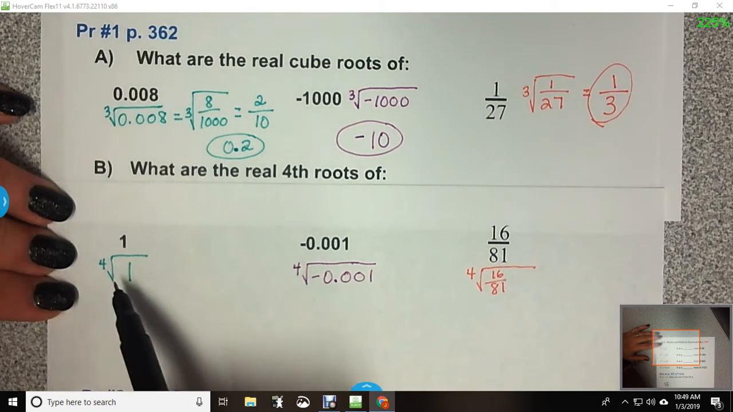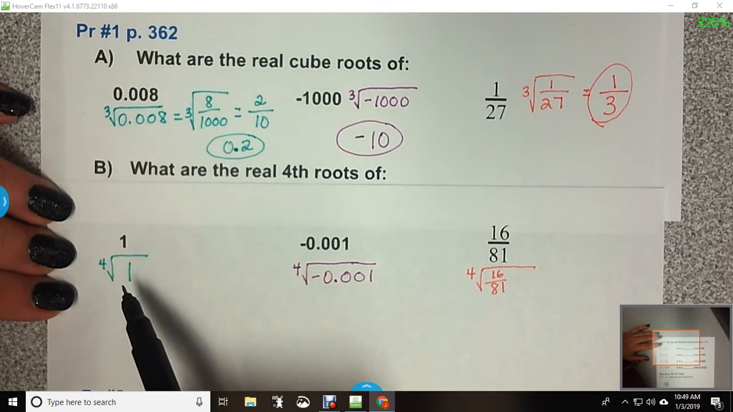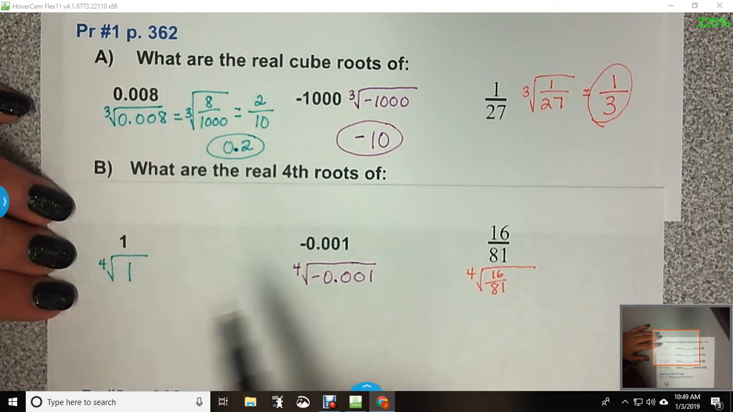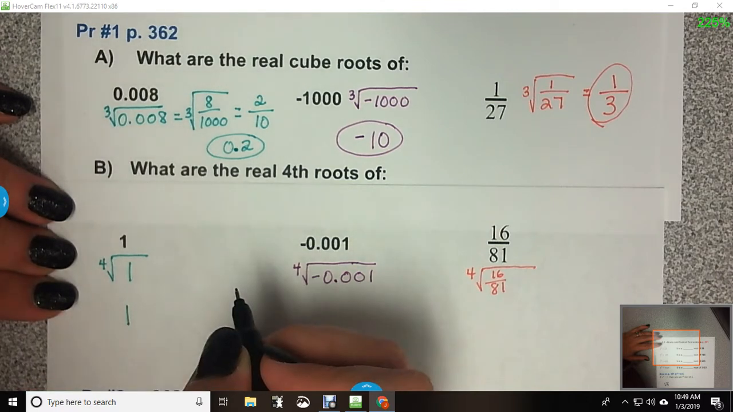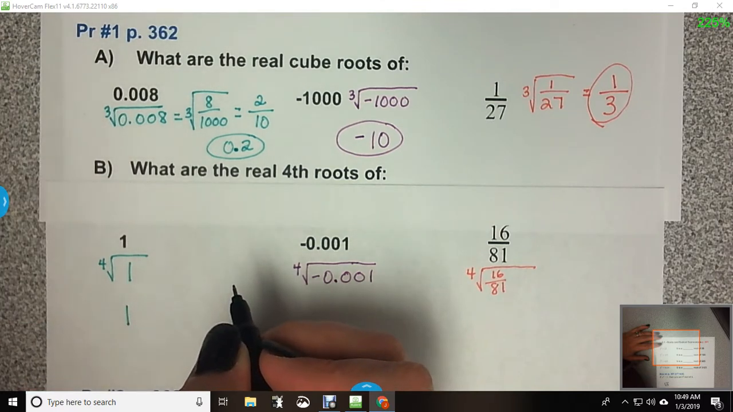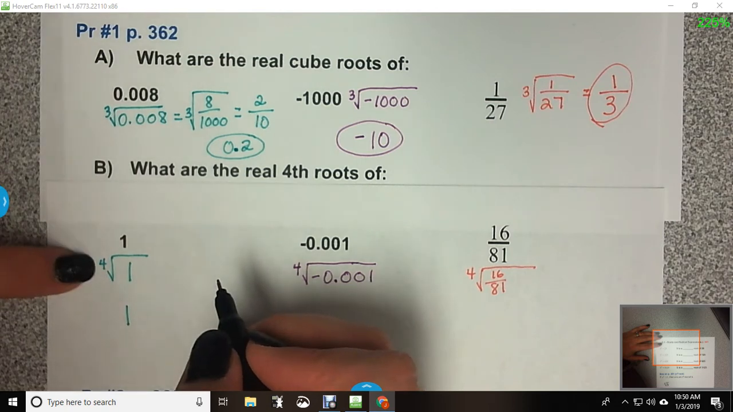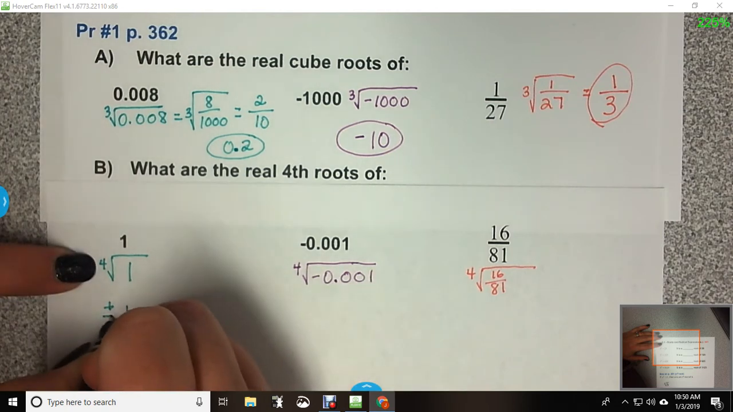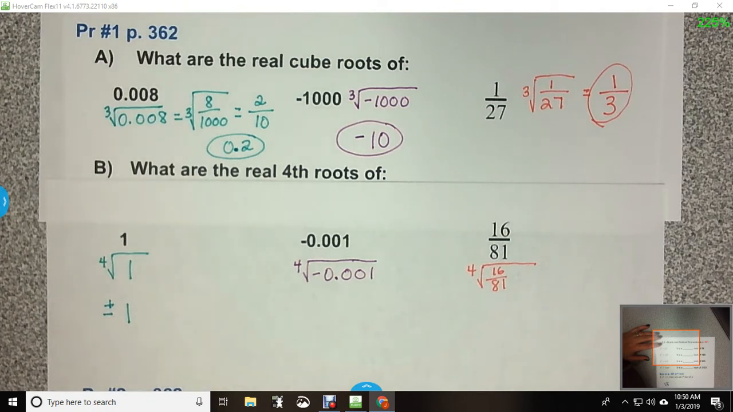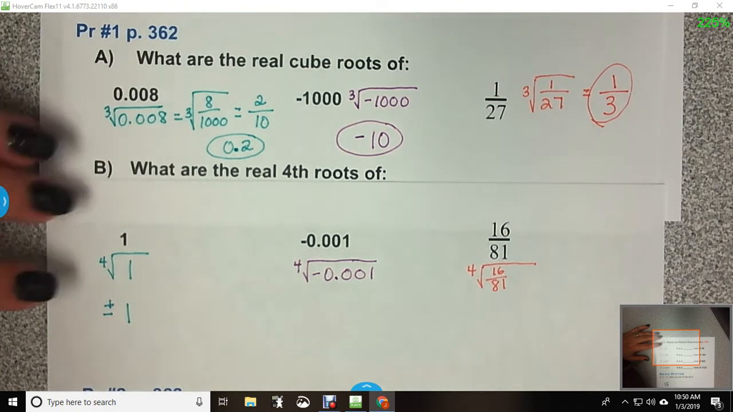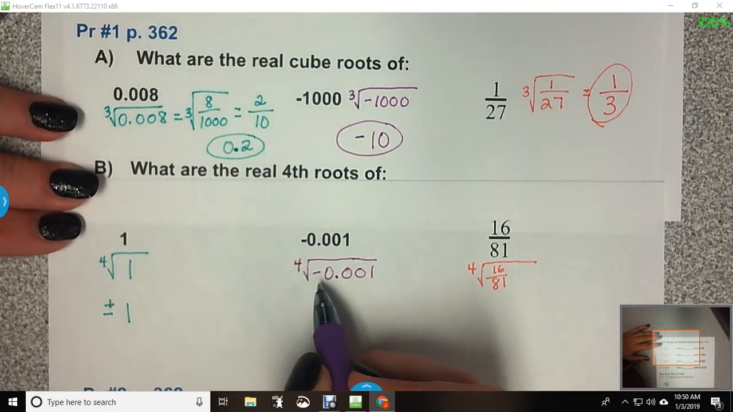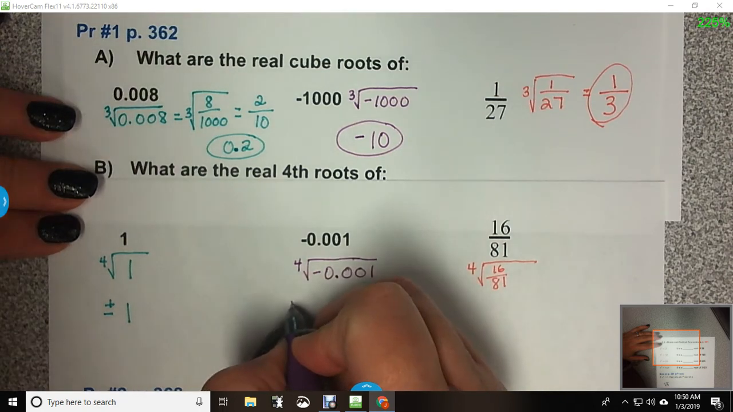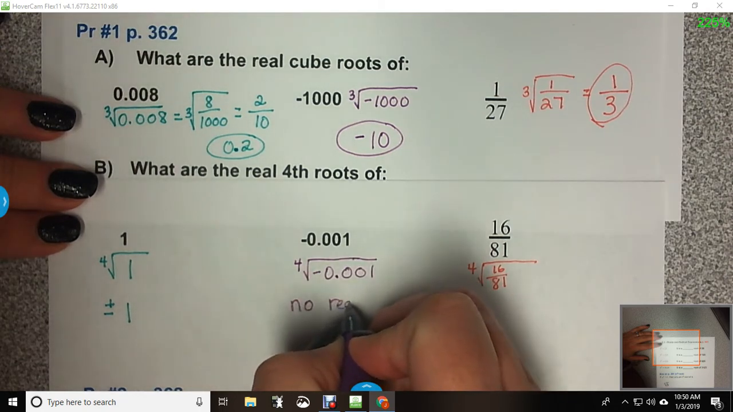So now, the fourth root of 1, that just means what do you multiply by itself 4 times to get 1? That answer is 1. And technically, you know, it would be plus or minus because this is an even index. So plus or minus 1. For the next one, this is an even index and a negative underneath, a negative radicand. That means there are no real roots.